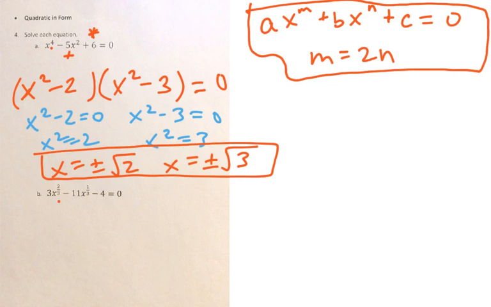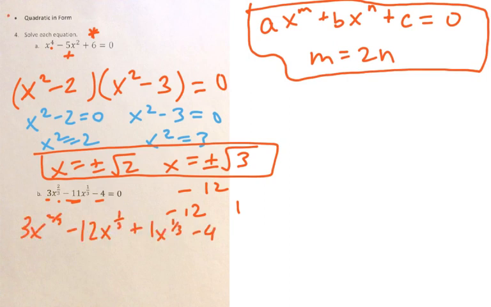Now, this one on the bottom looks a little scary, but we can use our AC method, our factoring by grouping, to solve this. Just note that when we have our terms, we're going to have fractional exponents, and that's okay. So first thing I'm going to do is multiply 3 times -4. I get -12, and I'm trying to add those together to get -11. So that's going to be positive 1 and -12. We rewrite the middle term negative 11 x to the 1/3 as negative 12 x to the 1/3 plus x to the 1/3.